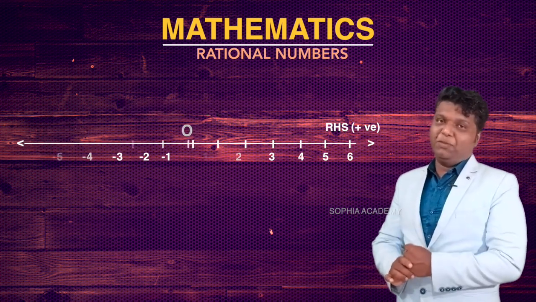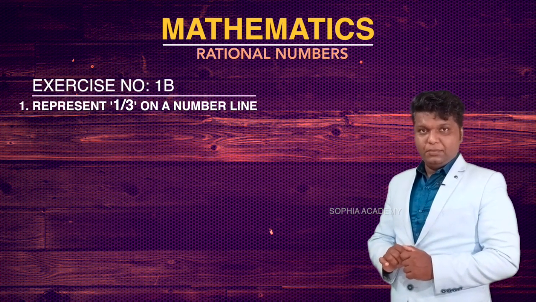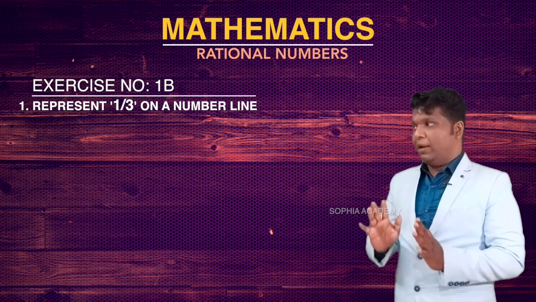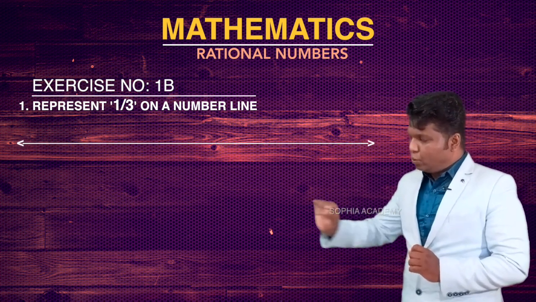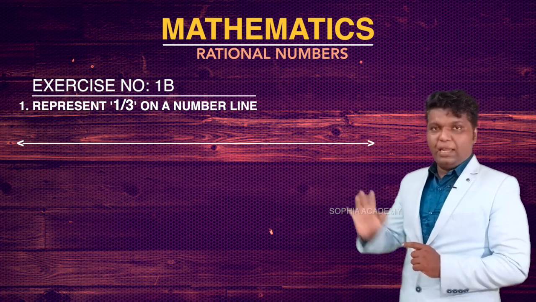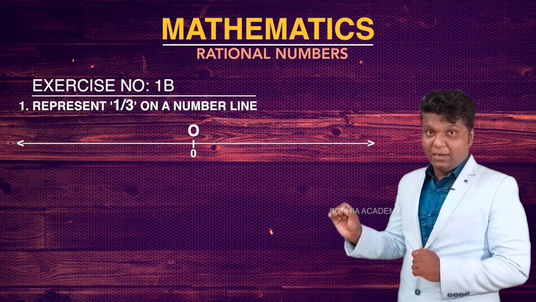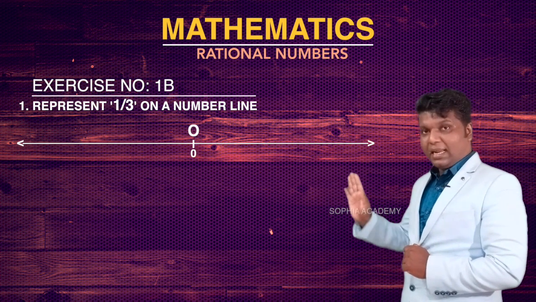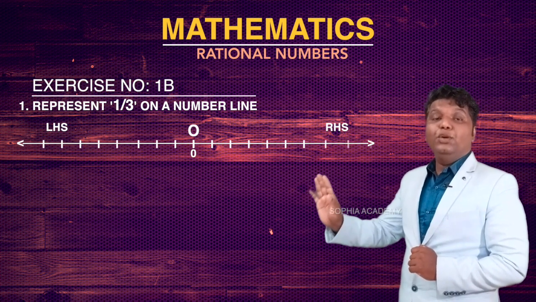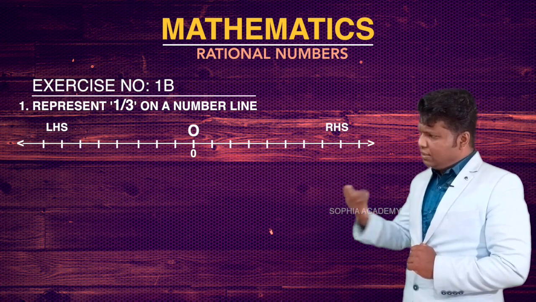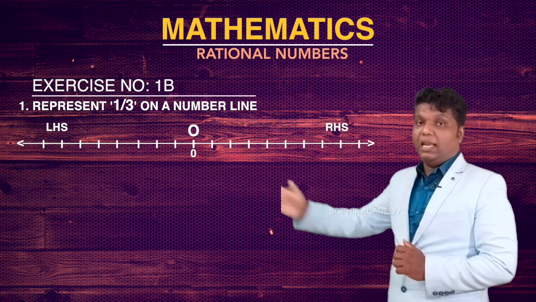The very first question for you: represent 1/3 on a number line. Okay, so first of all you have to draw the number line. So draw the line first, and on the center you will mark O, that is 0 itself. Is that clear? That is 0 itself. Towards the right hand side and towards the left hand side of the 0, you have to take unit distances. Just mark some 3 or 4 markings towards the right and towards the left also.